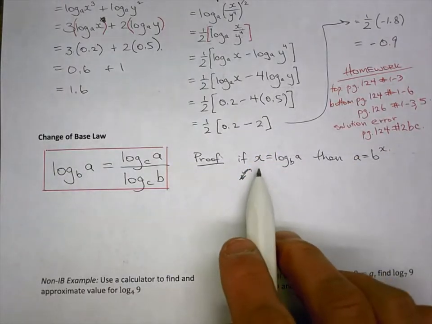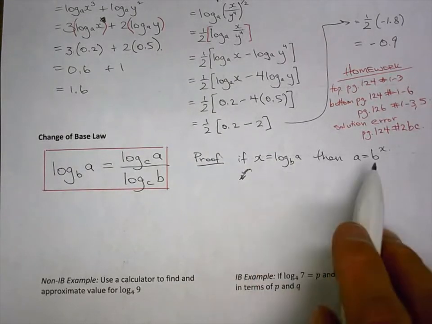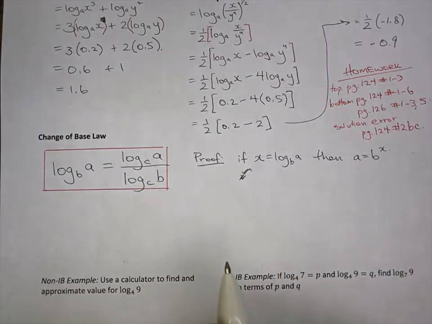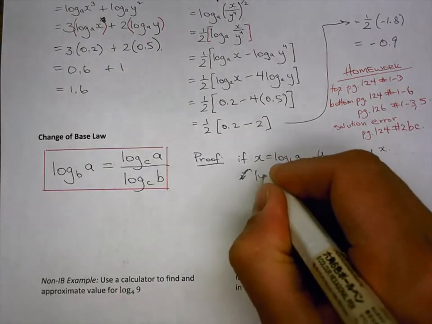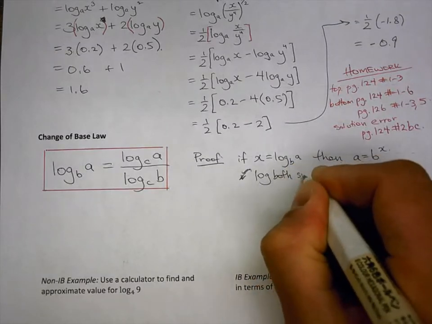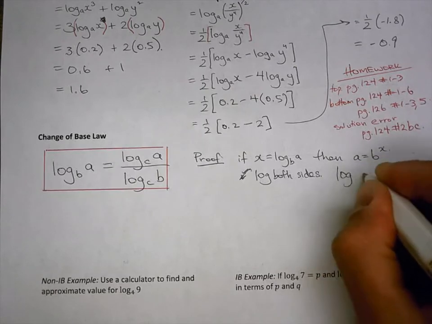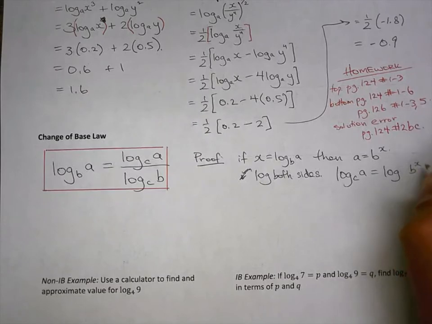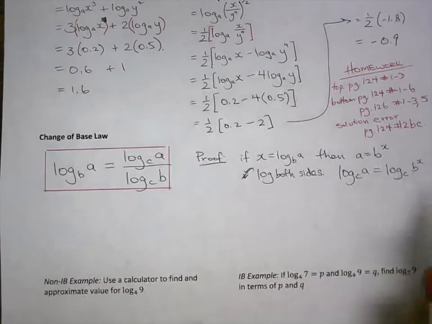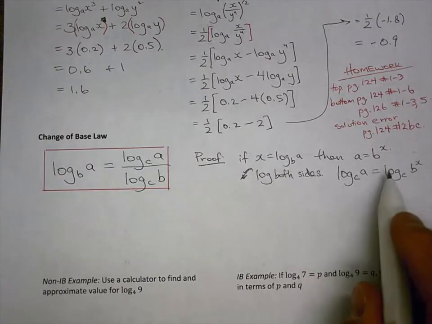So if you have x is equal to log A base B, then you can rewrite this as A equals B to the x. That's just my definition of a logarithm. If I log both sides, again, I'm going to log A base C, and I'm going to log B to the x base C. So I chose some arbitrary base C. It could be anything, just different. But it has to be the same, because whatever you do to one side, you do to the other.